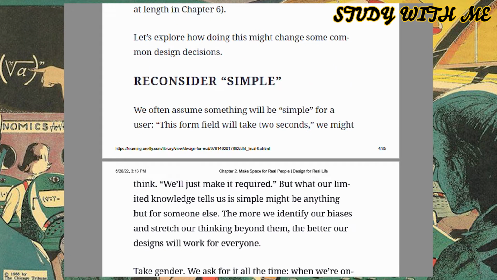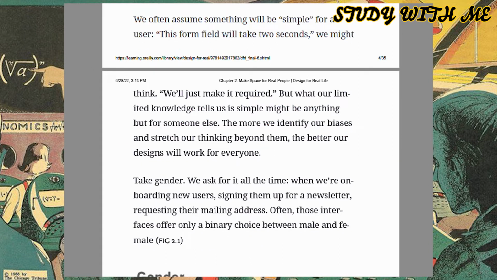Reconsider simple. We often assume something will be simple for a user. This form field will take 2 seconds, we might think. We'll just make it required. But what our limited knowledge tells us is simple might be anything but for someone else. The more we identify our biases and stretch our thinking beyond them, the better our designs will work for everyone.